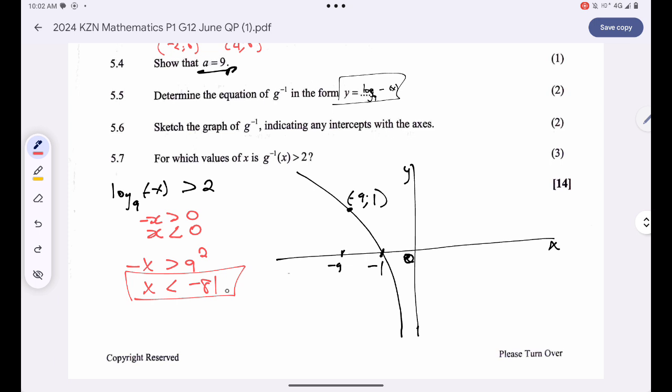Yeah, because this negative 81 is well within our restriction. So this thing is greater than 2 if and only if x is less than negative 81, because negative 81 will be somewhere over there, guys. x will be negative 81 and then y will be 2 over there. Are you together? So x must be between negative 81 and 0. You can write it like that. x must be between negative 81 and 0.